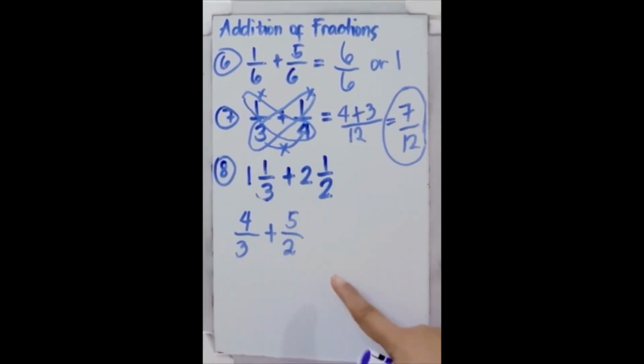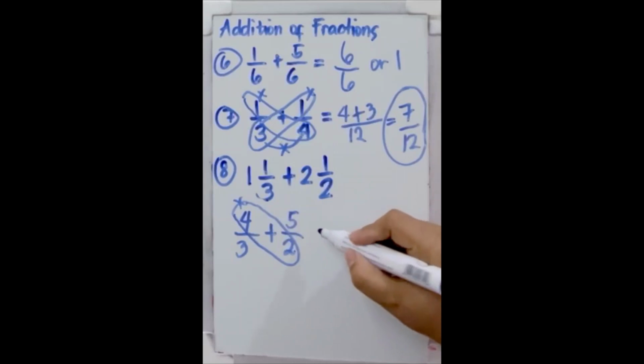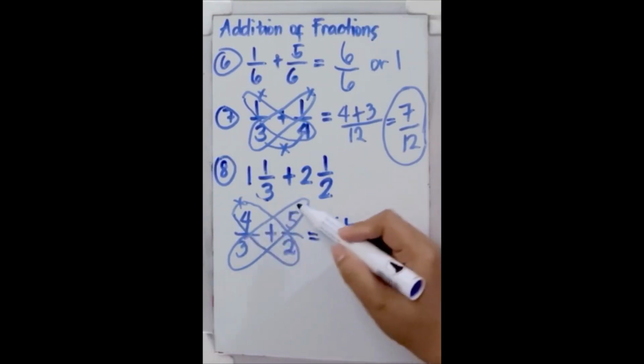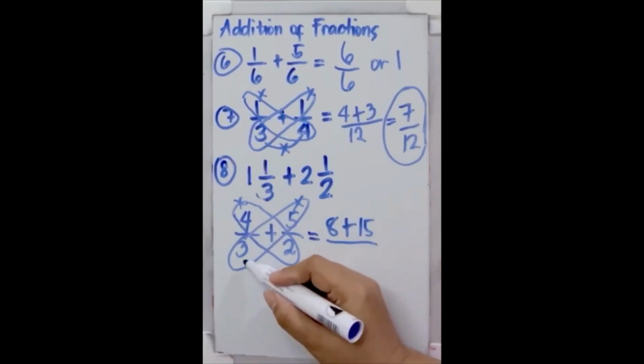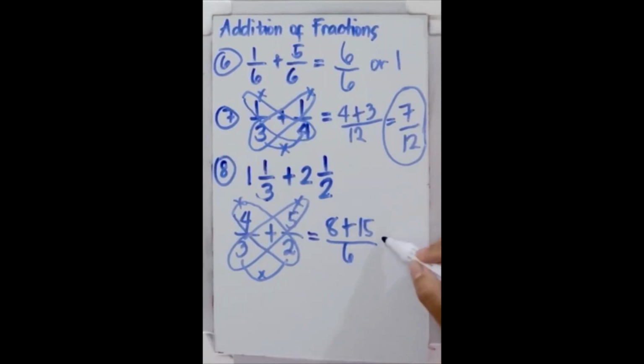Now these are already improper fractions. We can now make use of the butterfly method. So multiplying 4 and 2, 4 times 2 is 8, plus multiply 3 and 5. 3 times 5 is 15, all over 3 times 2. So we will multiply the denominators. 3 times 2 is 6. So adding 8 and 15, this would give us 23 all over 6.